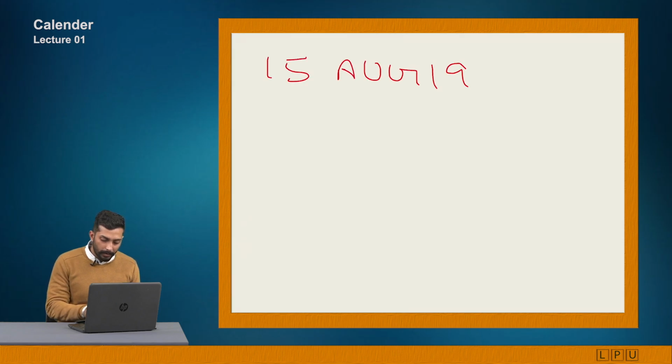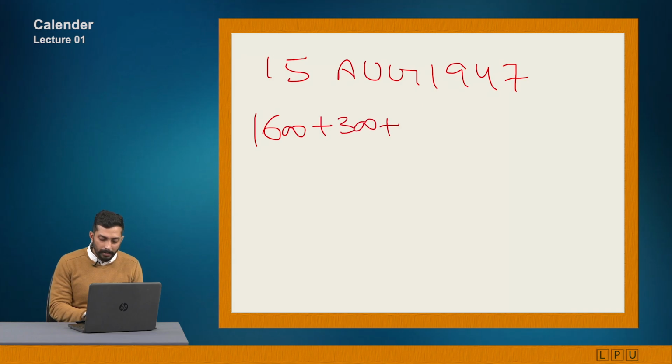August 1947. Now we will use the learned concept to answer this question. First of all, I can write 1900 years as 1600 plus 300 plus 46 years completed plus 7 months completed plus 15 days. In 1600 years, we know this is divisible by 400, so there will be 0 odd days.